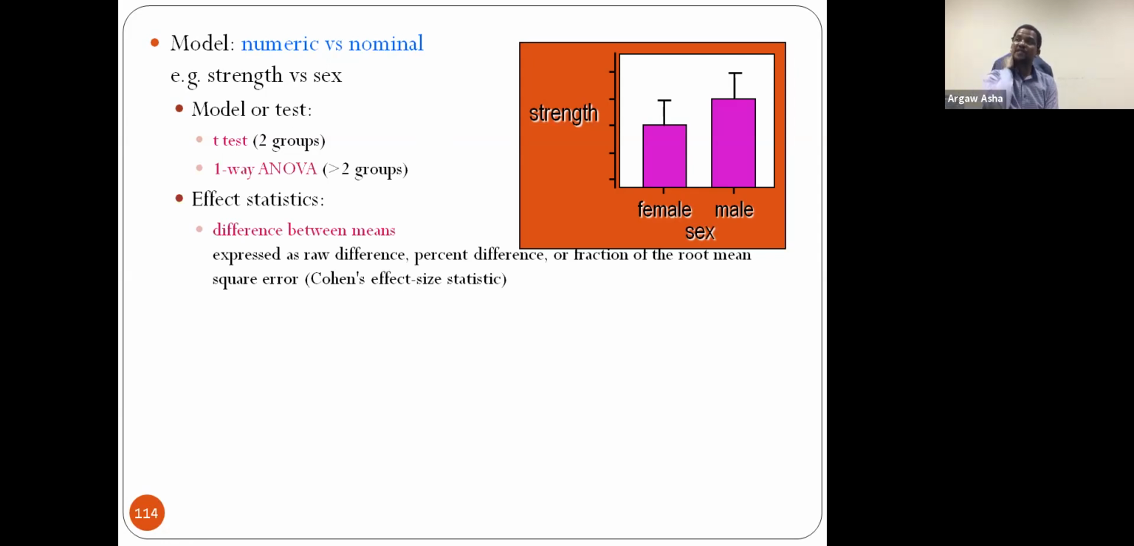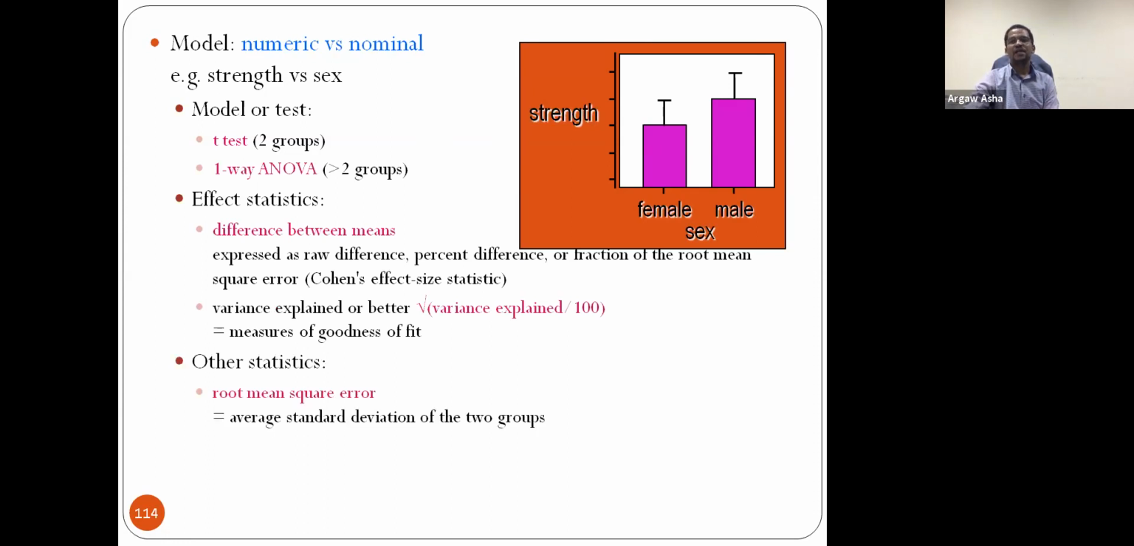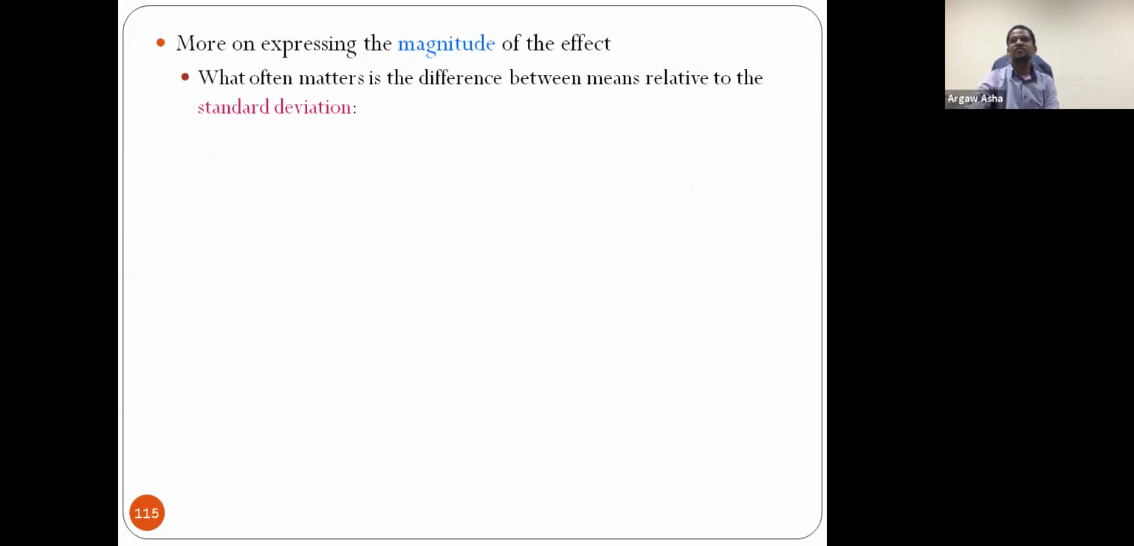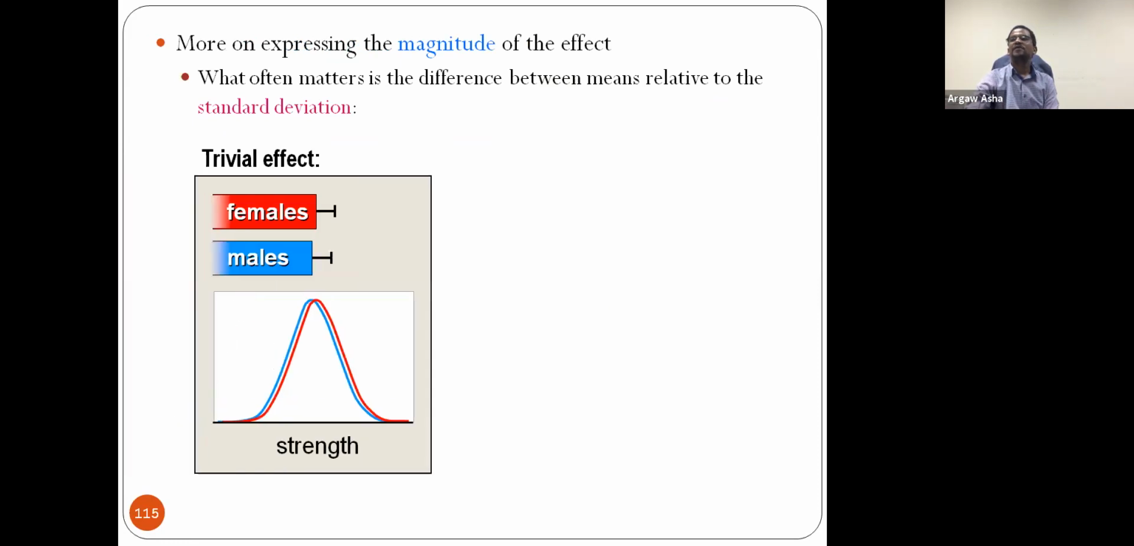Whenever we are comparing the mean between the two values, the percentile difference, if there is any fraction error, we can use. Whenever we are using the variance, that's explained in terms of percentage, okay? Other tests are root mean square testing. Third, when we look at the magnitude, we use the standard deviations.